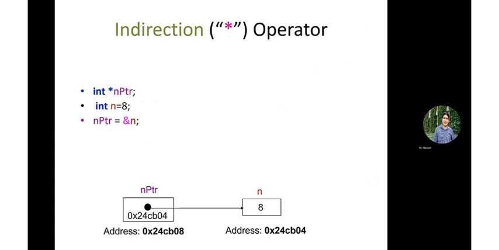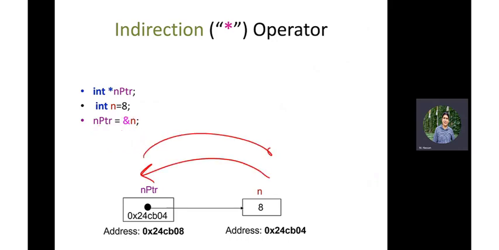So we said we define pointers using this asterisk, right? And we have seen the & operator. But one question might arise: what if I have the pointer that's storing some other variable, and I want to get the value of that variable? Here we are going from n to n pointer. Can I go from here to here? If I have access to n pointer, can I get the value of n? That's the question we try to answer, right?